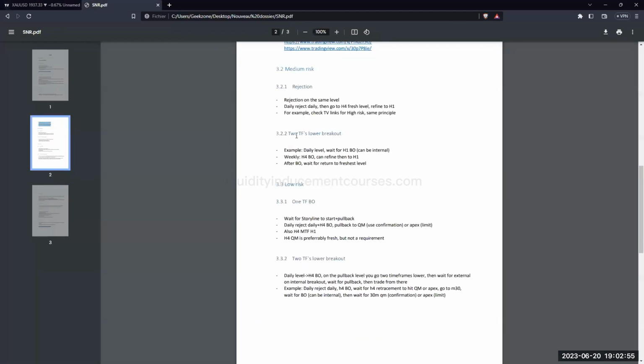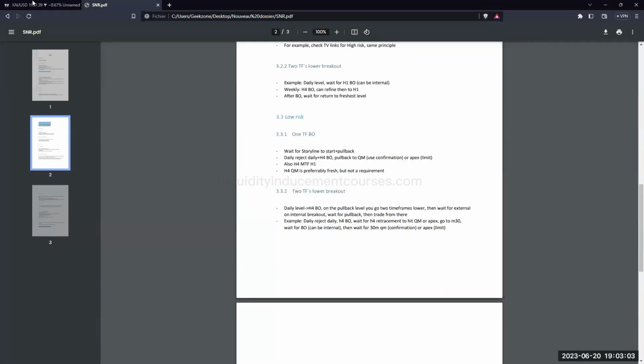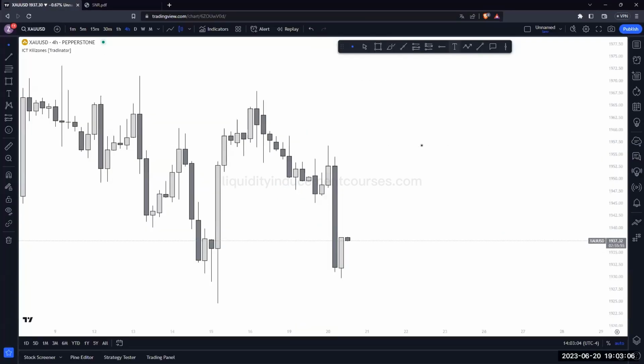Anyways, I'm gonna finish basically the scalping thing today and keep the rest for the next session. Now we're gonna go to the low risk category. All right, low risk.